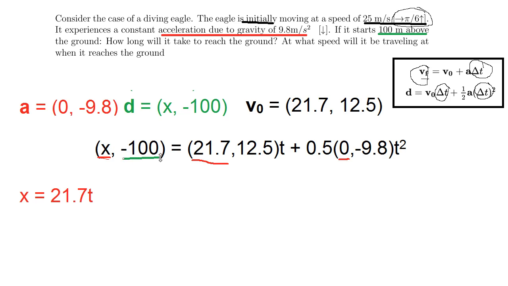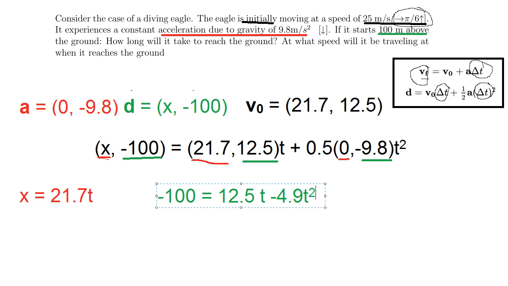I have negative 100, 12.5, and negative 9.8. So if I write these all out with the y parts, I can do negative 100 is equal to 12.5t plus, or I guess in this case, minus 4.9t squared. The reason we get negative 4.9 here is we're taking 0.5 and multiplying it by negative 9.8. When you do this, you can take a look at these two equations. It is actually possible for me to use this green one here and solve for t.